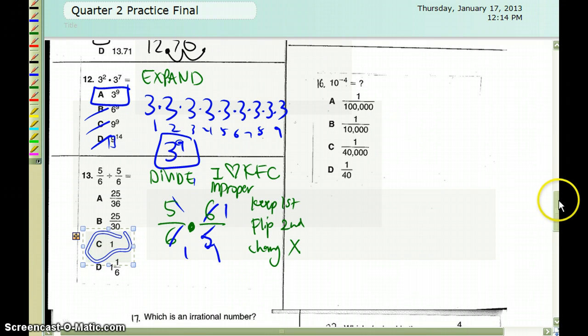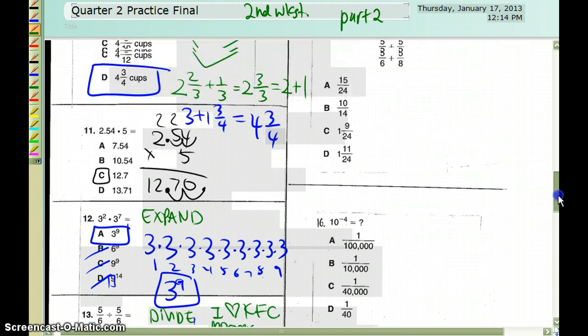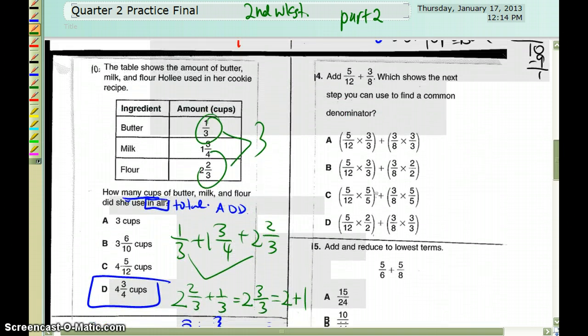Hi, this is part 2 of the Q2 practice final. This is the second worksheet that we're working on, so this is part 2 right now. We're starting with problem number 14.